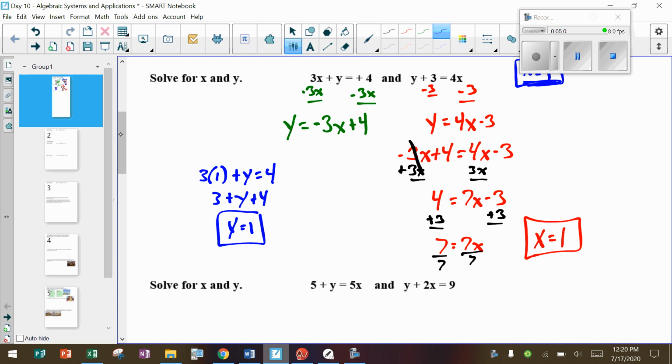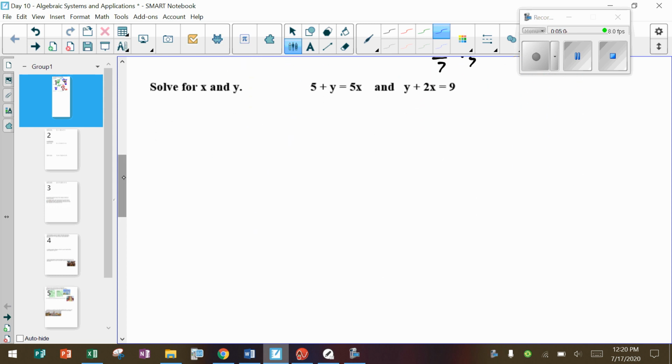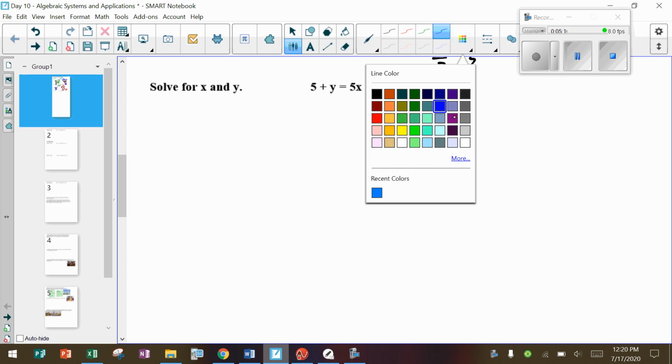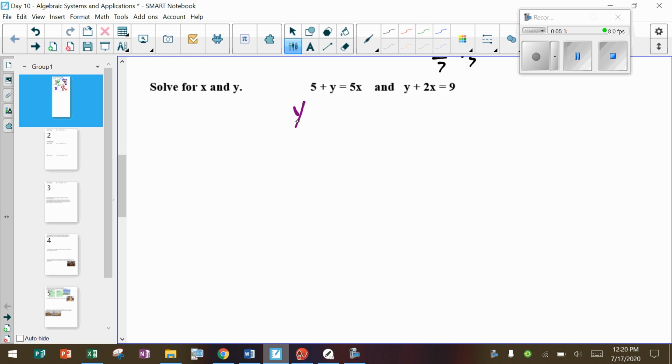So here's what I want you to do. Pause it, try this example for yourself, on your own, and then turn it back on and let's see how you did. If you need me to walk you through it again, then don't pause it, and I'll do it, but I'm going to do it quick, okay? So to get y alone, I would subtract the 5 over. Then I'm going to substitute that in for y into the other equation. I'm going to combine the 5x and the 2x.